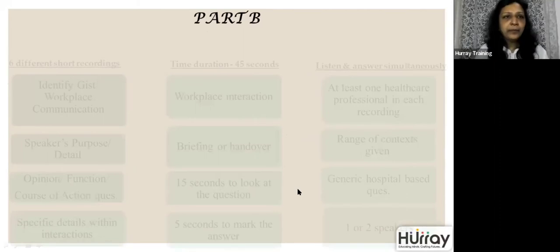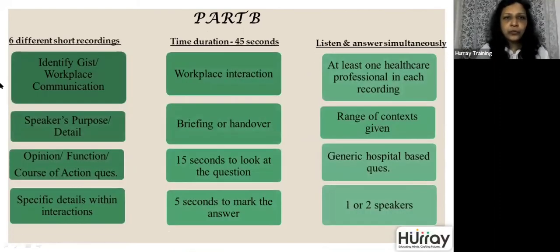Now let's look at Part B. I've already told you most of these things when we were discussing the 3 parts. You have 6 different recordings, which are shorter recordings, not very long. The time duration is 45 seconds. Out of this, you have 15 seconds to go through the questions, which is written here, and then you have 5 seconds to mark your answers. So that's 20. So another about 25 seconds will be the audio. Totally, it is about 45 seconds for each recording.